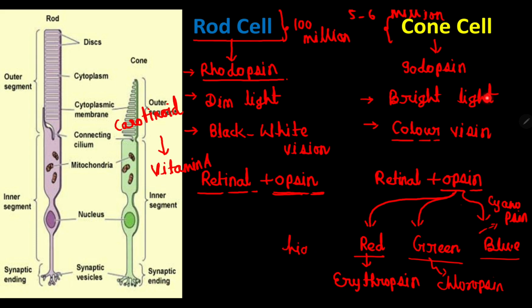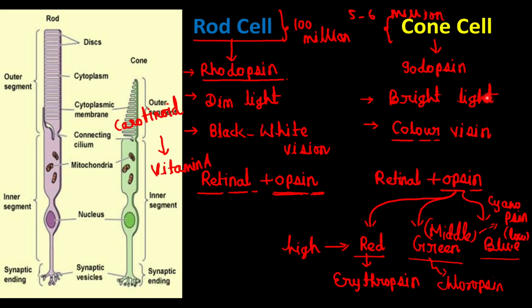High wavelength vision, obviously red color has more wavelength. Middle wavelength vision, and this is for low wavelength vision. And by these three colors only, more than 70,000 combinations we can make.